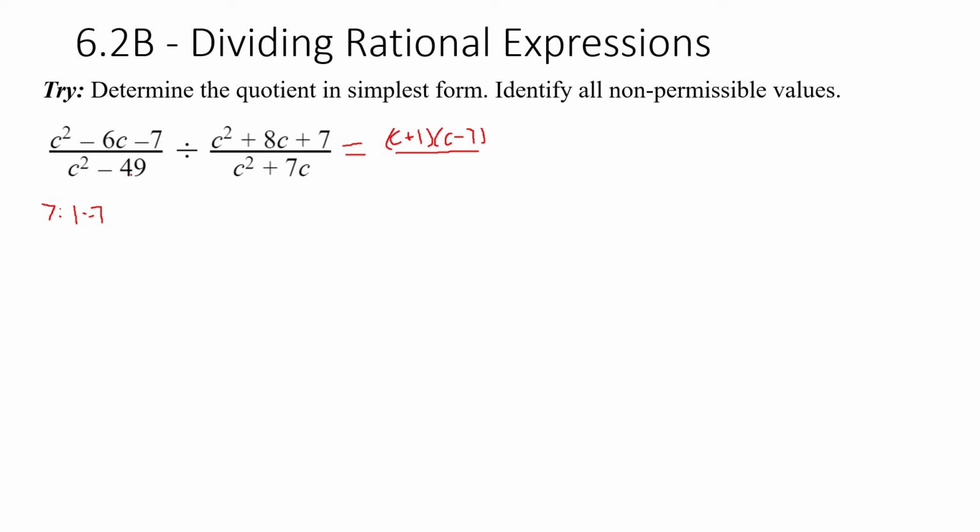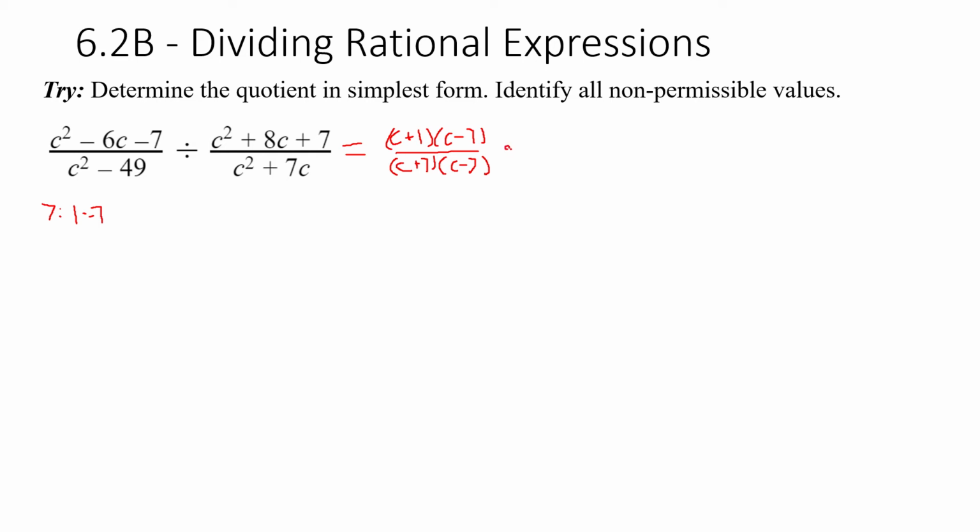over. This is a difference of squares, so it's going to be c plus minus the square root of this. So the square root of 49 is 7. So c plus 7, c minus 7.